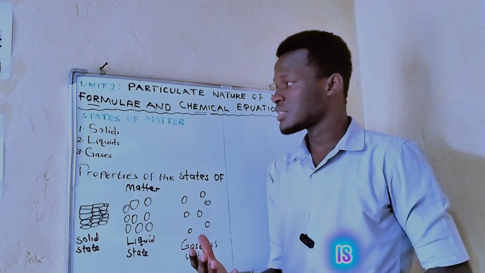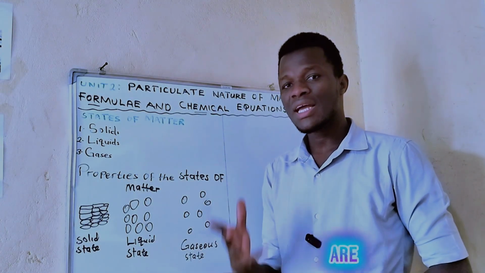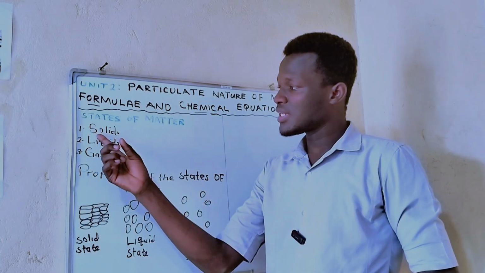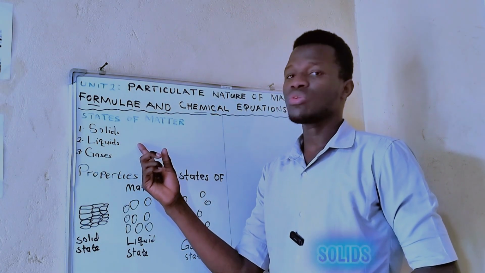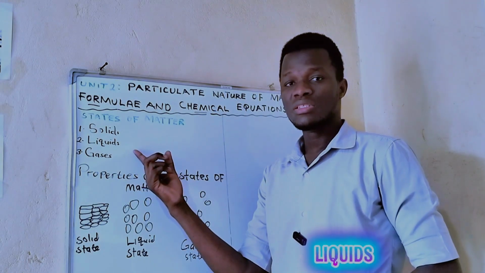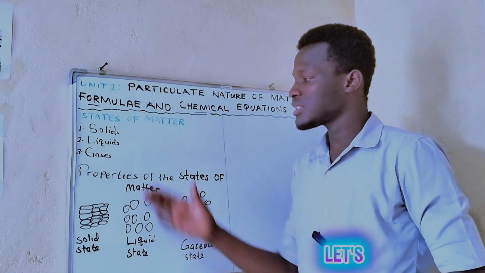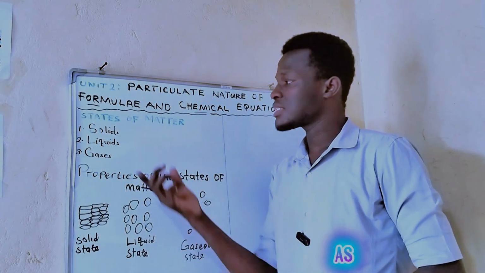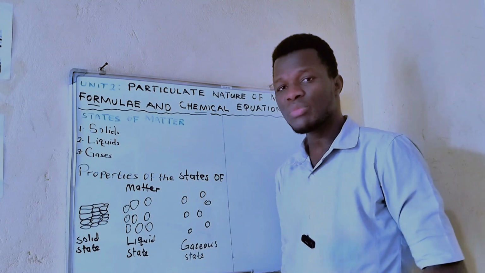What this means is this. When you look around you, you're going to discover that things are divided into three categories. One, everything around you might either be solids. If not solids, there might be liquids. If not liquids, there must be gases. Now, let's have a look at each one of these. When we talk about solid as a state of matter, what do we mean?